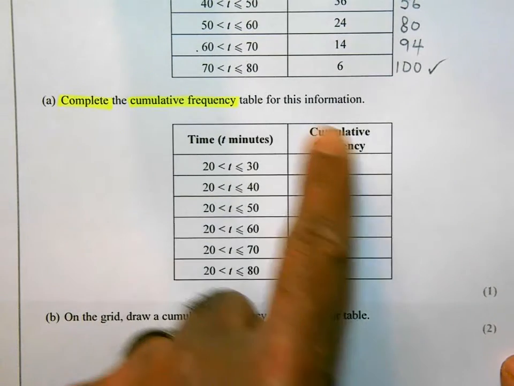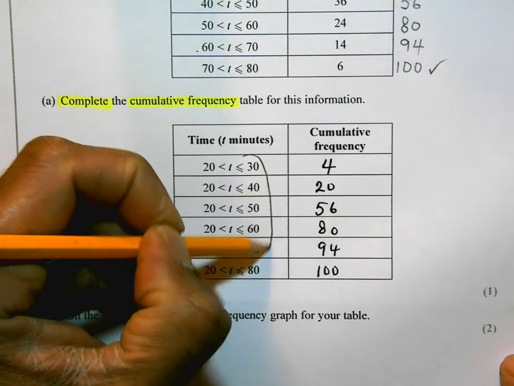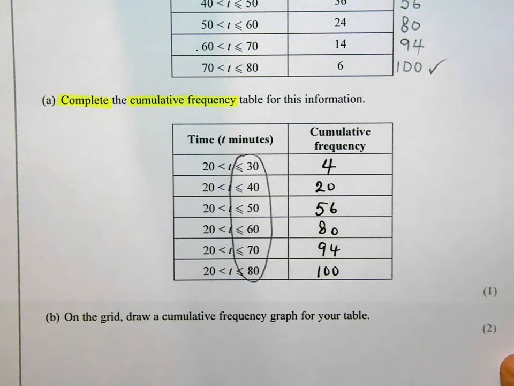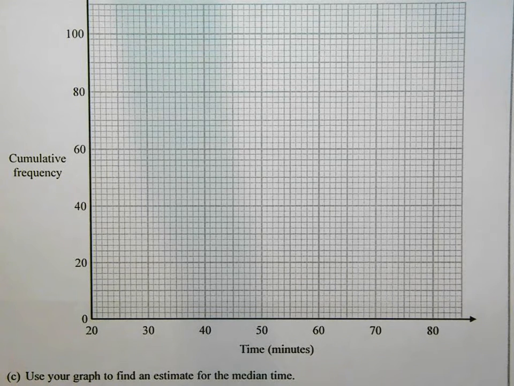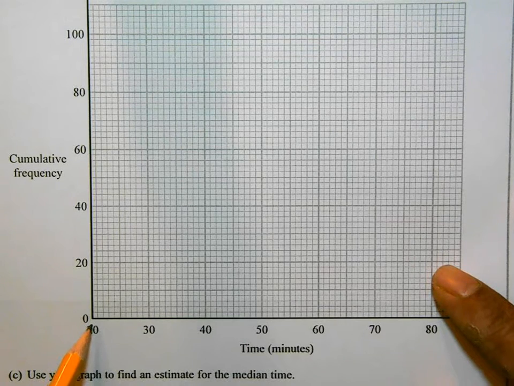So I'm going to use this table here, with the upper bounds, these values here, which is what I'm going to plot on my cumulative frequency graph. Looking at the cumulative frequency graph, I'm going to now plot my points. First of all, the first time goes up to 30 minutes and the cumulative frequency for that is 4.